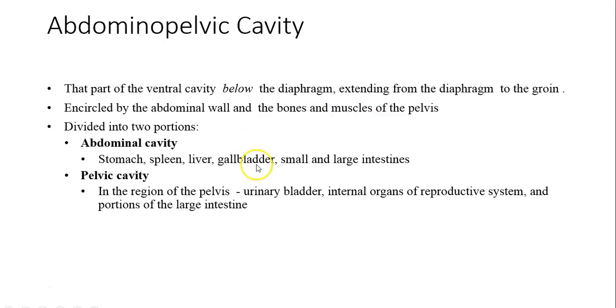Well, the abdominopelvic cavity, as we said before, is below the diaphragm, extending from the diaphragm down to the groin. It's encircled by the abdominal wall and the bones and muscles of the pelvis. So our two portions here, abdominal cavity and pelvic cavity, there's no single structure like the diaphragm to separate these two cavities. However, as we described before, most of your digestive organs are in your abdominal cavity, and bladder, reproductive system, portions of the large intestine are in the pelvic cavity.